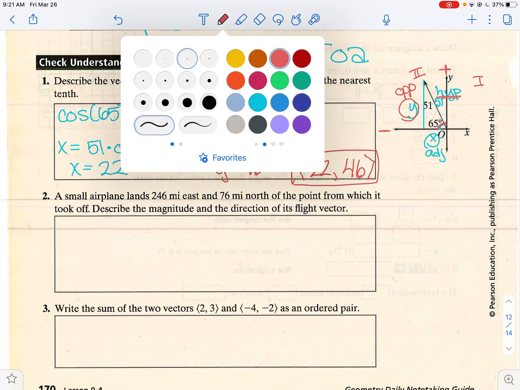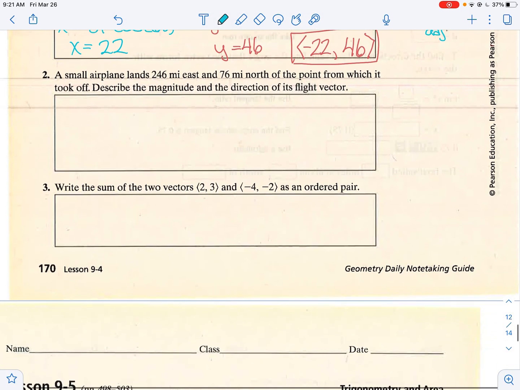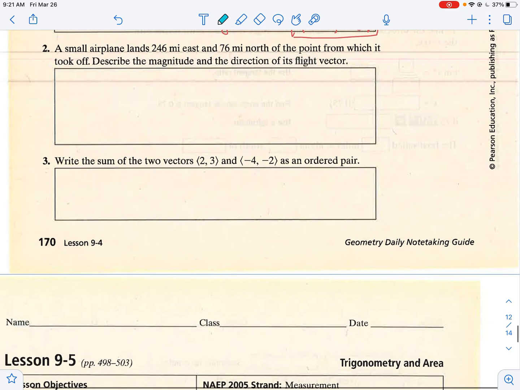All right, let's look at number 2. For this one, we're going to have to draw a little picture for ourselves. A small airplane lands 246 miles east. So we're going to just say we start here, draw a line this way, 246 miles east, and from there we're going to go 76 miles north of a point from which it took off. Describe the magnitude and direction. So we need to find this distance and the angle that it flew at.